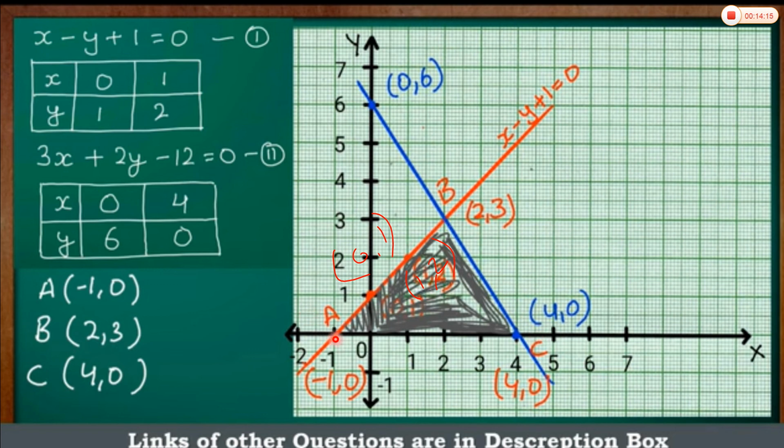Write the name of this triangular shape as ABC. The coordinate of A is minus 1, 0, the coordinate of B is 2, 3, and the coordinate of C is 4, 0. Mark these points. This is your answer. So this chapter's exercise 3.2 is complete.